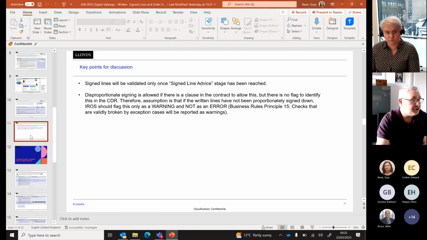So your working assumption is the platform. I'm not disagreeing with it, but just for everyone else's benefit, your working assumption is the source platform that submitted the CDR will be clever enough to work out who to present any errors and warnings back to, which I completely agree with. Yeah. Correct.